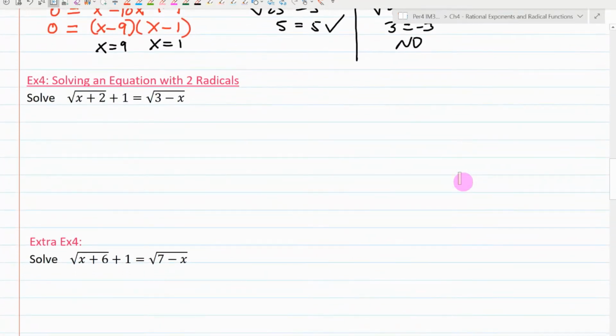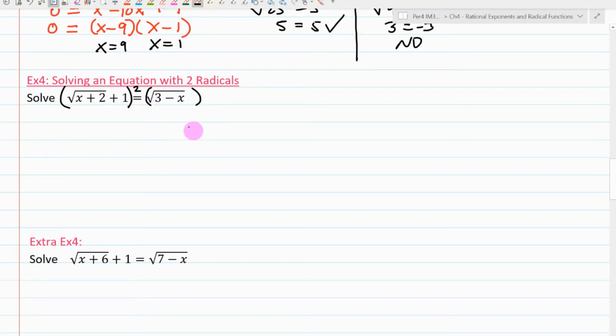All right, so this is a second type of equation. As you can see, for example 4, there's going to be a radical on both sides of the equal sign, and when that happens, the work is a little bit more difficult, okay? So we're going to have to square both sides more than once. So we have to still isolate one of the radicals, which we are, okay?